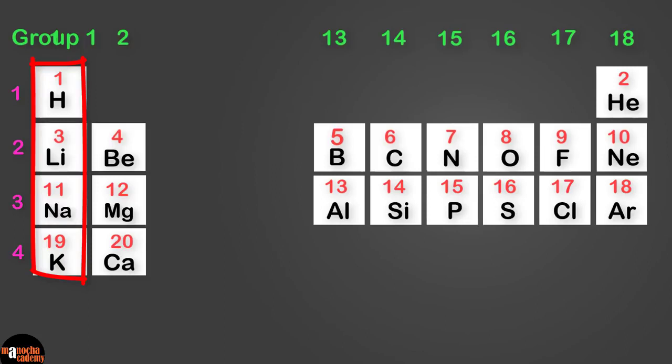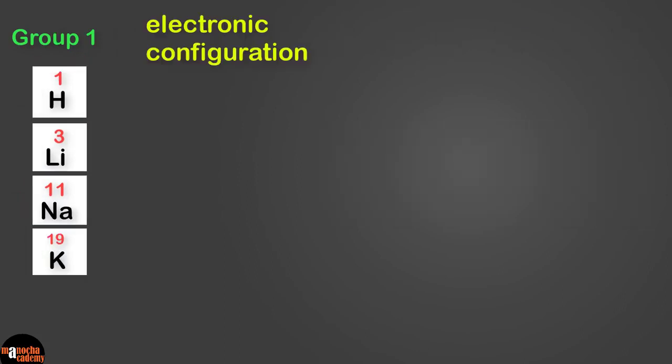Now let's try to write down their electronic configuration. Hydrogen is simple. It just has 1 electron. Now lithium has an atomic number of 3. So it's going to be 2, 1. Sodium will be 2, 8, 1. And potassium is going to be 2, 8, 8, 1.